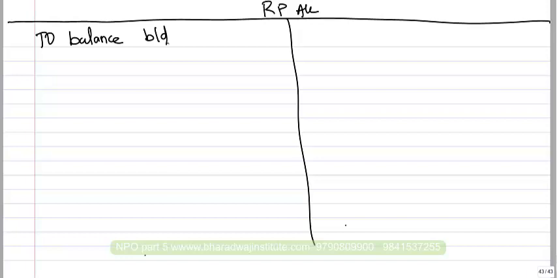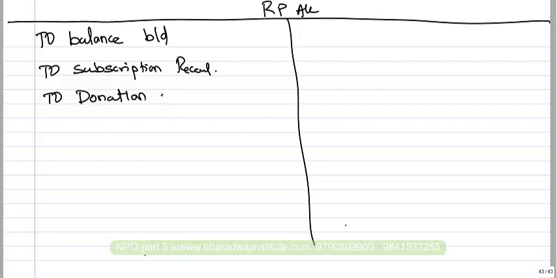Now, what will come in receipts? Tell me. Subscription received, you have to work out and take it. Don't copy it. We have to do the working note and come back to this. We have to take the total donation received. Then sundry income received, you have to take it.